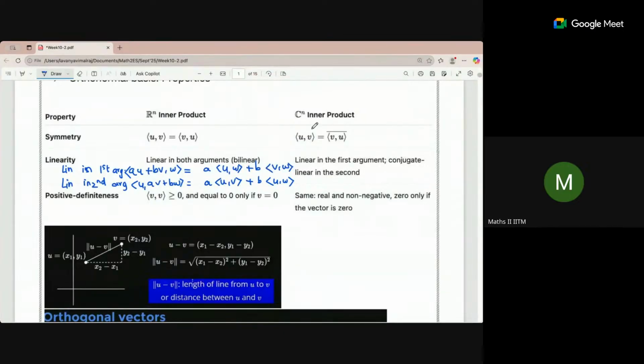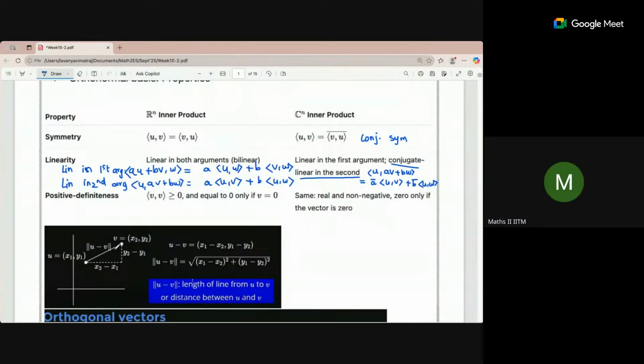Whereas in Cn, even symmetry is not like here. So here you have conjugate symmetry. What do we call this? We call this conjugate symmetry, right? And the linearity in the first variable is there, and we have conjugate linearity in the second argument. What does it mean? The inner product of u comma av plus bw is equal to what? Can you complete? It is equal to a bar times the inner product of u comma v plus b bar times the inner product of u comma w. Is that correct? Yes, ma'am. Okay.